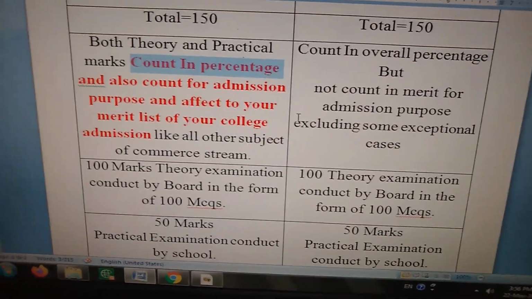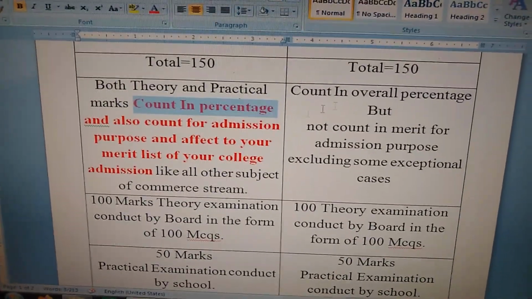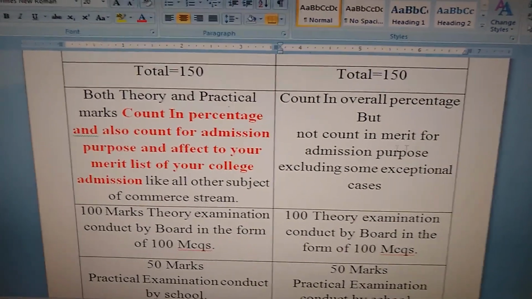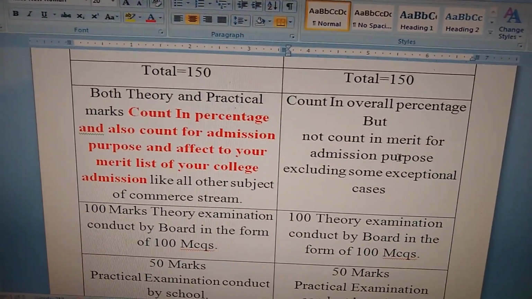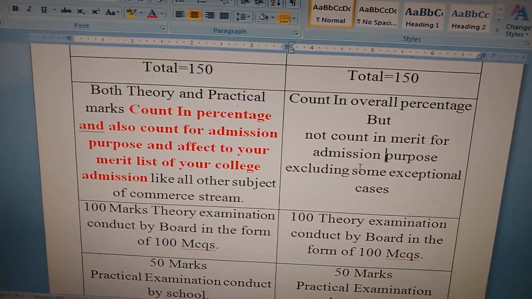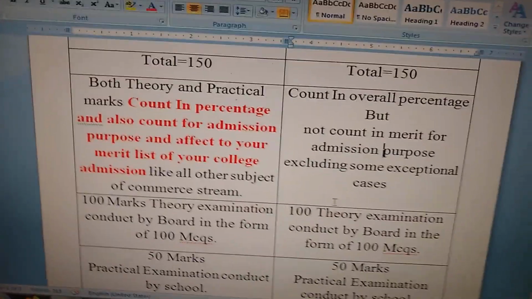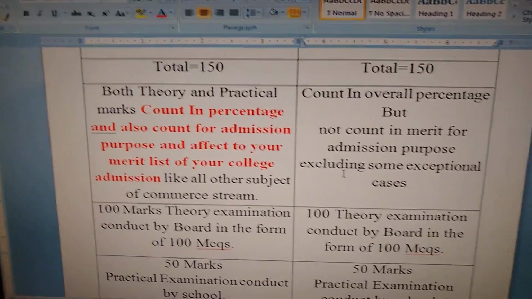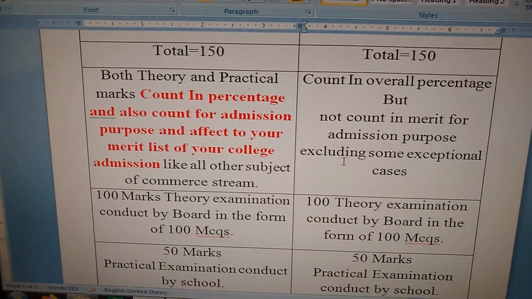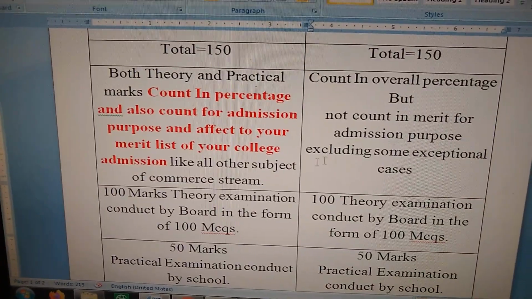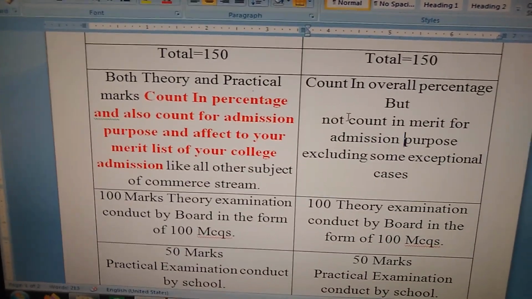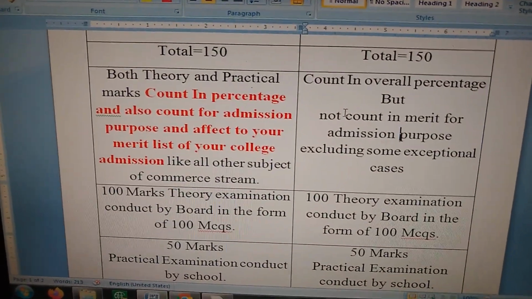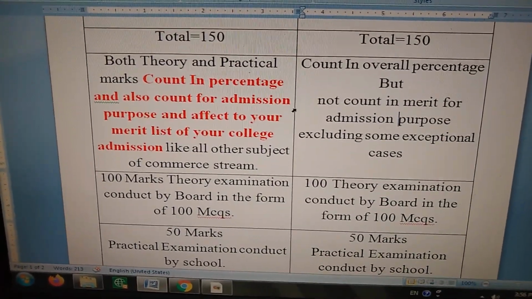Now for science, the marks of computer count in overall percentage, but they do not count in merit for admission purposes in the college, excluding some exceptional cases, because for some courses I heard somewhere, I'm not sure, that the 150 marks count in merit also. Some exams are there, for example, again I'm clarifying, I'm not sure, but the NATA exam, they count, but in the majority of science stream admission processes computer marks are not counted.